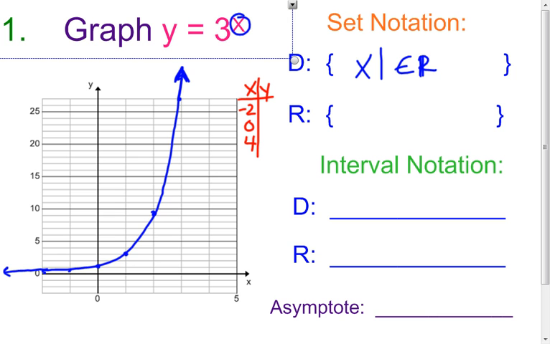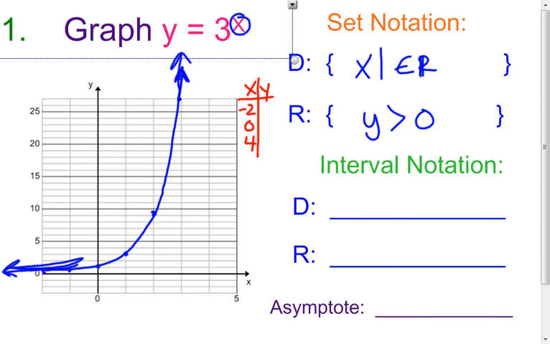Okay? Your range is what your y values will be. Remember that this line that's down here will never reach 0 exactly. It will get closer and closer to 0, but it will never reach 0. And so your y values here have to be bigger than 0. They will continue to get bigger and bigger and bigger up here. So your y values have to be bigger than 0. Okay?